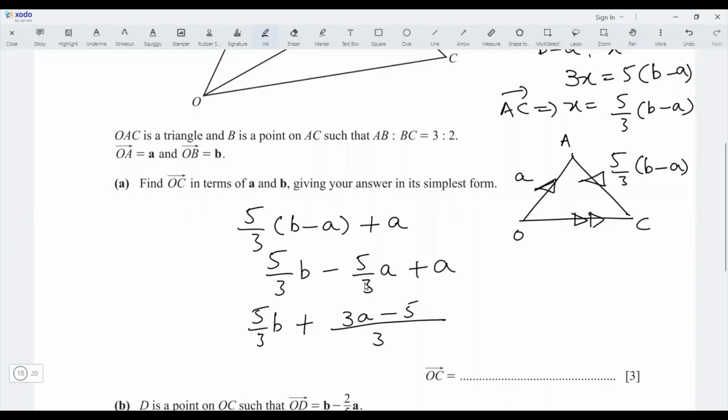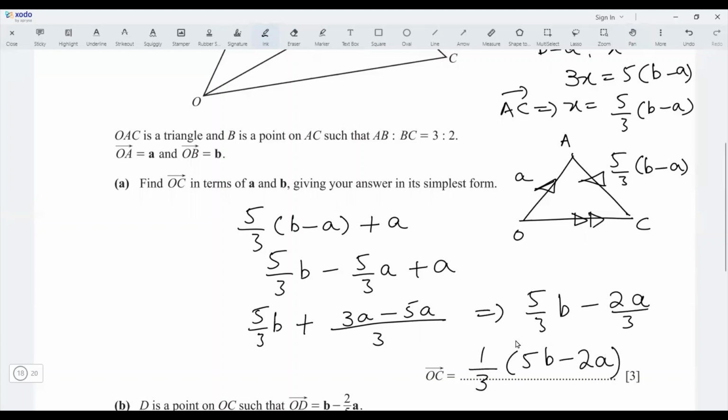minus 5a. I've just changed the directions of these two. So 3 minus 5, resulting in negative 2a. So it will be 5 over 3 b minus 2a over 3. Or we can just take 3 as common, 1 by 3 (5b minus 2a). This is the simplified answer.